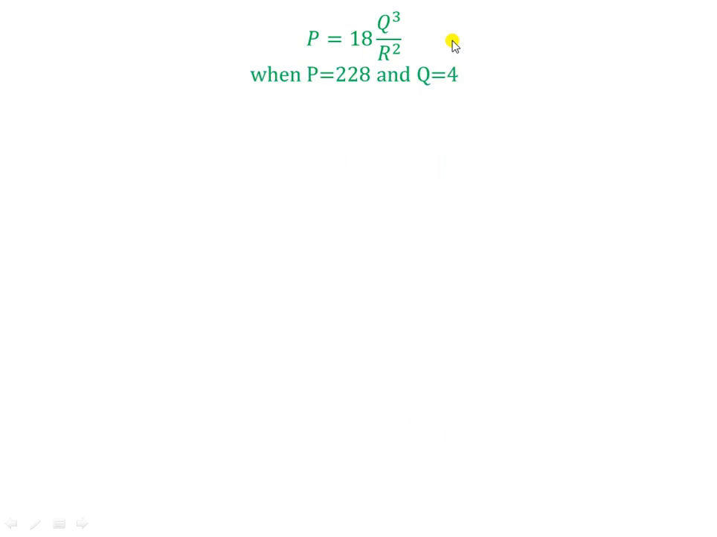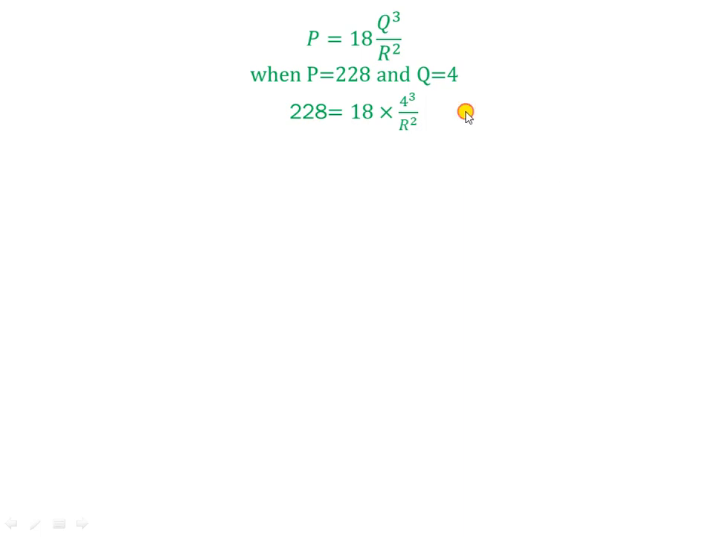Then by now looking at the conditions that we're given, they gave us the value of P as 228, and Q is equals to 4. Now what are we going to be looking for? Since we have the values of P and Q given, it means we are going to be looking for the value of R. So by substitution, we shall have 228 is equals to 18 times 4 cubed, because our q was 4, divided by r squared.